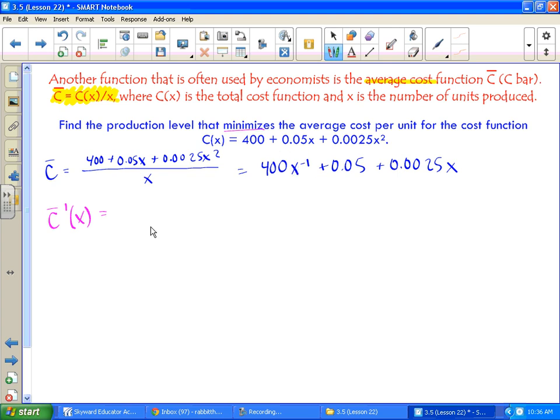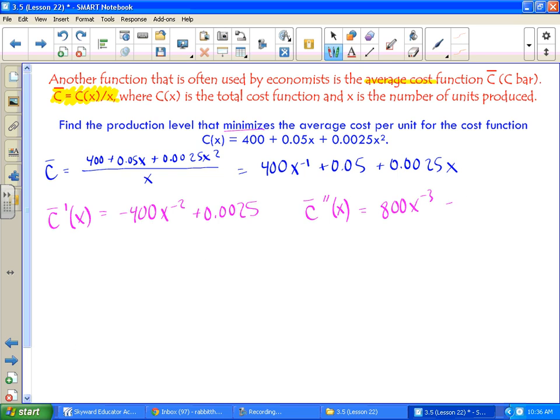I take the derivative, pull the -1 down, I get negative 400x to the negative second. What happens to the 0.05? Goes away because it's 0, and the back piece, 0.0025. Okay, now is the second derivative test easy here? Yeah, so let's take the second derivative right away. Here the -2 comes down and gives me positive 800x to the negative third, right?